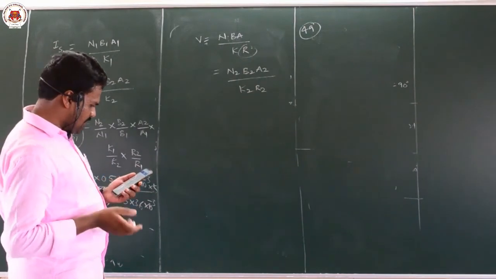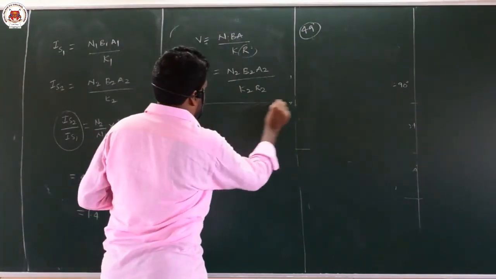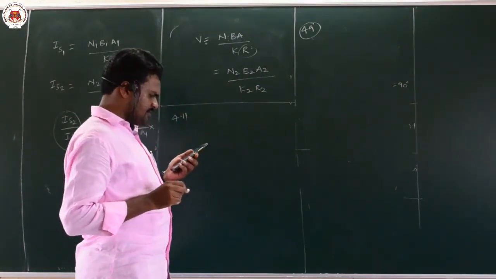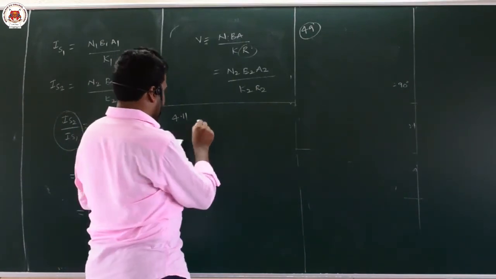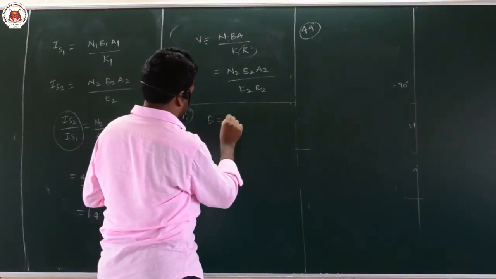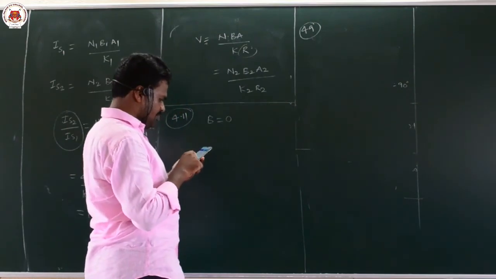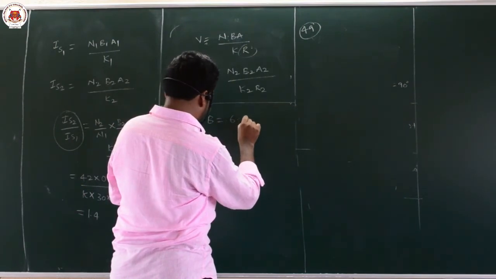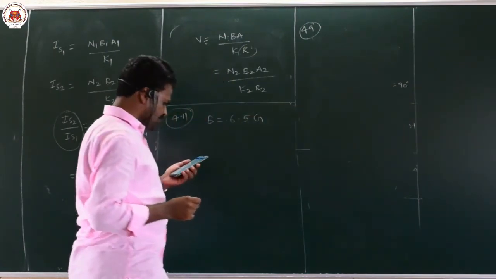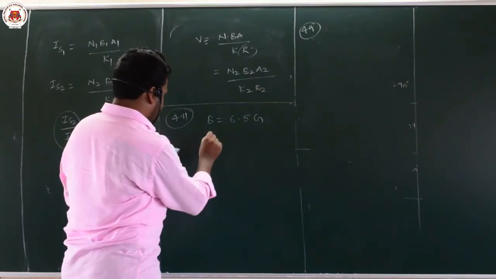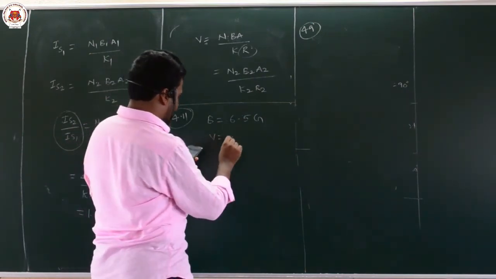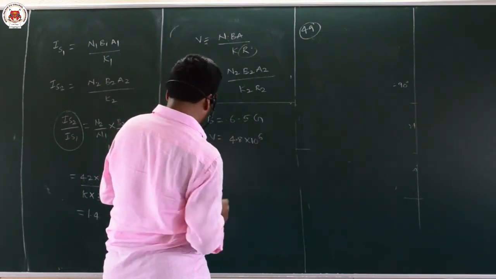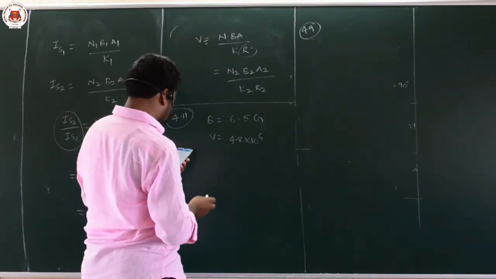Next, 4.11. In a chamber, the uniform field B is given as 6.5 Gauss. An electron is shot in with a speed of 4.8 into 10 power 6. Then what is the path of the electron?